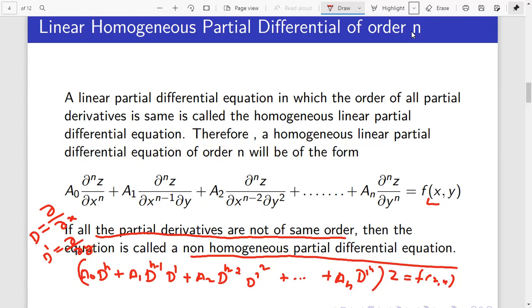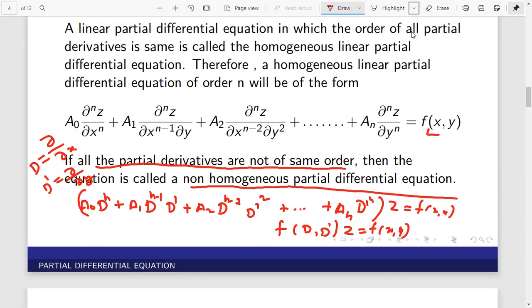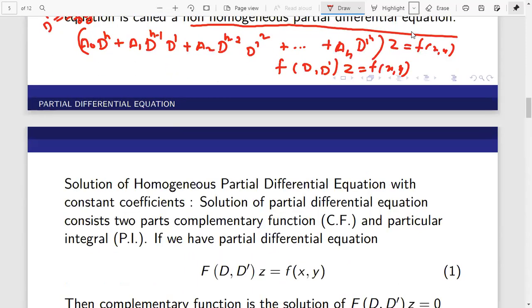So this is the nth order partial differential equation, and also we can write simply f of D comma D dash, because it involves only D and D dash and some constants, equal to f of x comma y. This is the simplified form of linear homogeneous partial differential equation of order n. So we want to solve this. How to solve this?